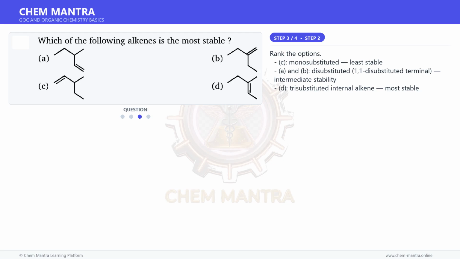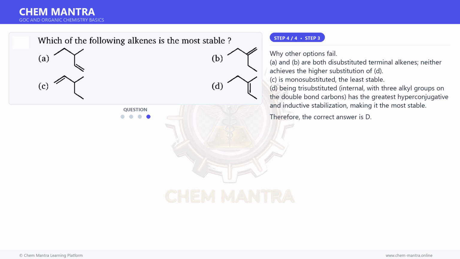Rank the options. C, monosubstituted, is the least stable. A and B, disubstituted, 1,1-disubstituted terminal, have intermediate stability. D, a trisubstituted internal alkene, is the most stable.